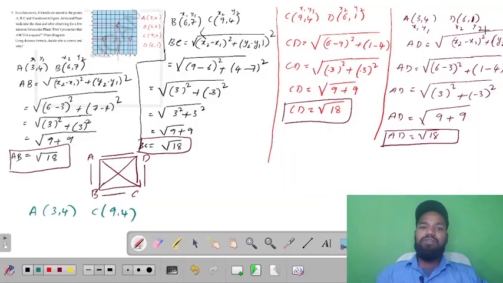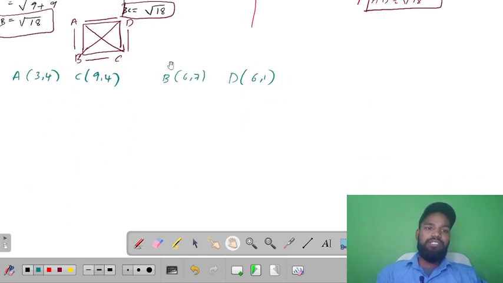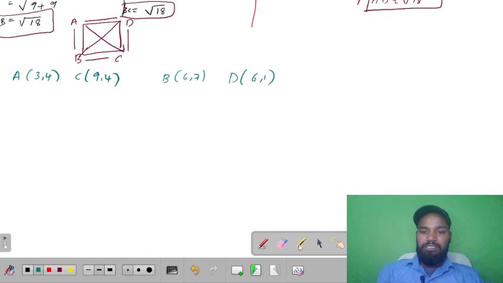So now we are going to find AC and BD. What is the BD value? B is 6 comma 7 and D is 6 comma 1. So we need to find the distances. It is very simple, right? It is the same way we found distances in the previous problems.